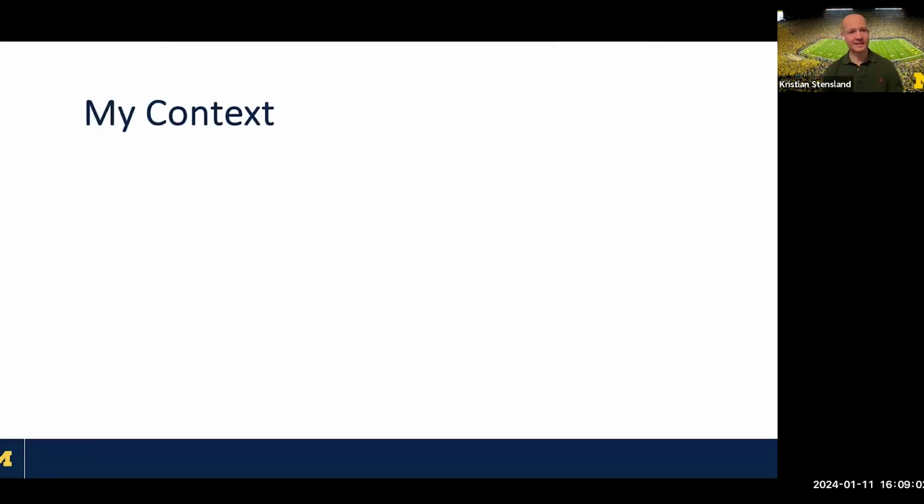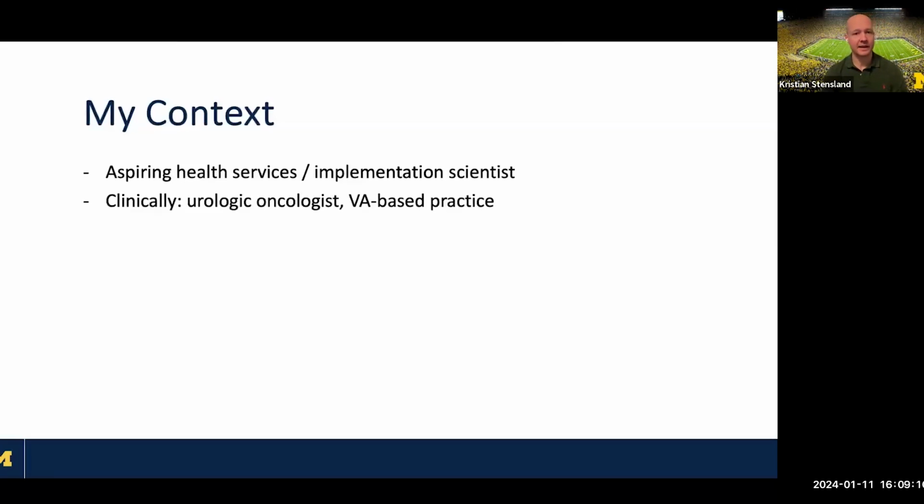So I'm going to talk a lot about context assessment today, and I think it's important to frame all this within my own context. I'm an aspiring health services and implementation scientist. Clinically, I am a urologic oncologist, but I practice at our VA here at the University of Michigan. So I do see all types of patients. I just primarily do our urologic oncology.